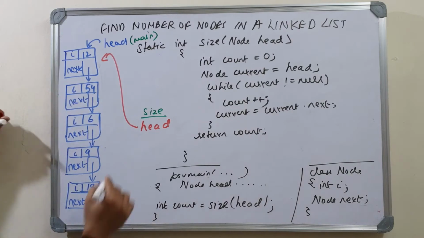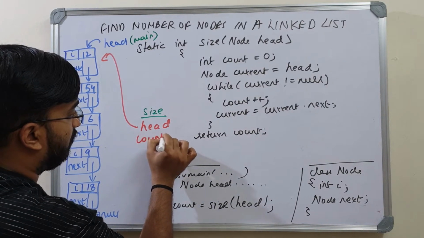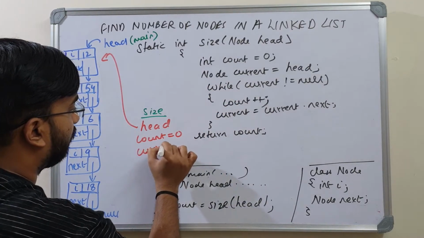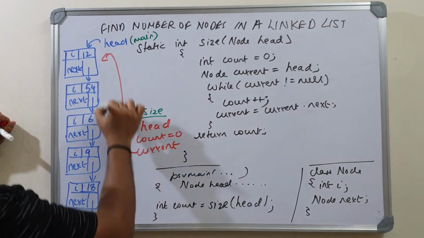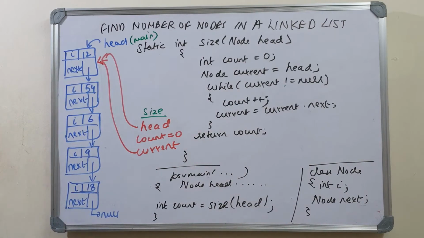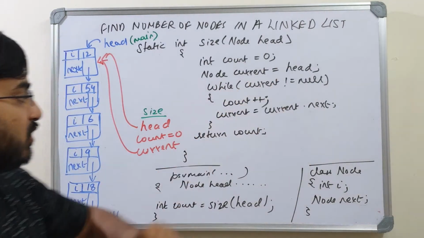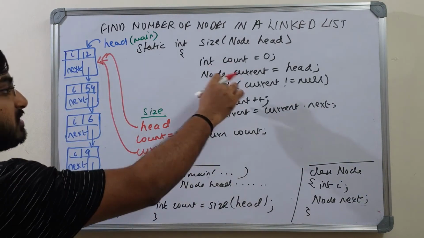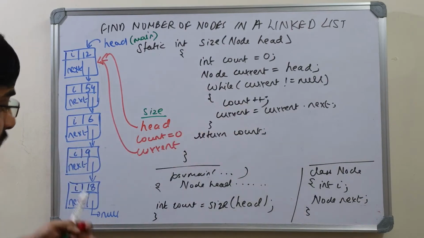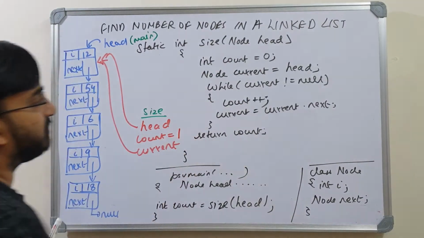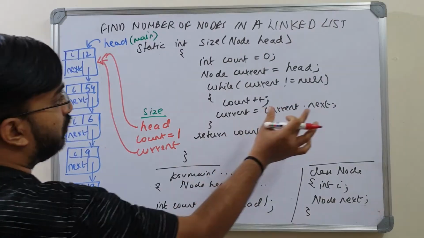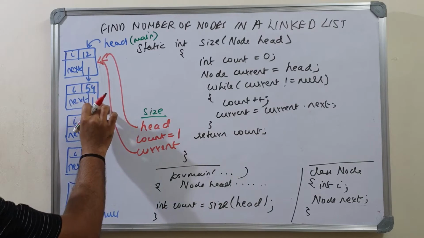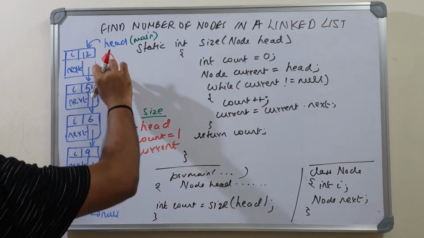You take a value count equal to 0. Your count is 0 right now, and you have another variable current that points to the head. So it points here. You come to the while loop condition, you say current is not equal to null. Current is pointing here. This is a memory location, not null, true. You come inside the while loop, you say count plus plus, so count becomes 1. You say current is equal to current dot next. So wherever current dot next is pointing to, current is going to point to that. So current is pointing here, current dot next is here. So your current points here.